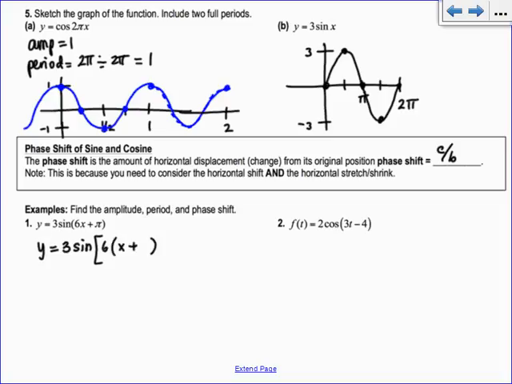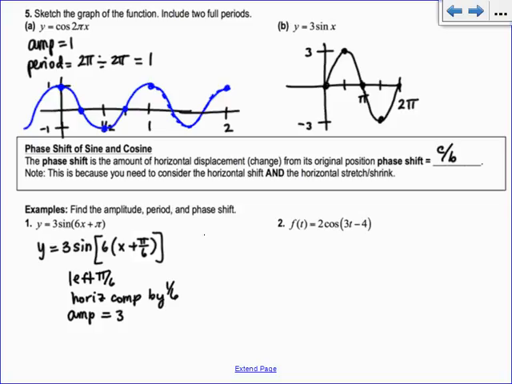So what would I have instead of pi? I would write what? Pi over 6, exactly. So when I multiply it back in, that's how I get pi. So this is moving to the left pi over 6. Oops, left pi over 6. We have a horizontal compression by 6, or 1/6, I guess I should say. And then amplitude of 3.